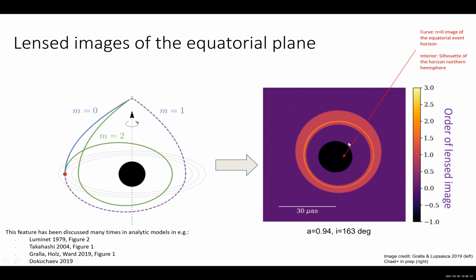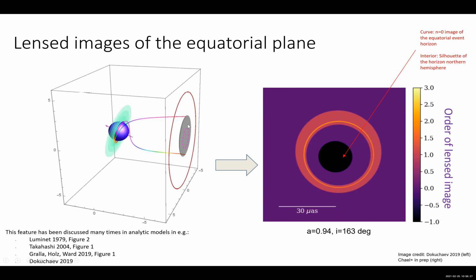Critically, in the very interior of this region, we have emission that comes. We have a region of the equatorial plane that is punched out by the black hole event horizon, where we can't even reach the equatorial plane. And this is illustrated in this nice picture from this paper by Dokuchaev in 2019, where we see this horizon feature is the lensed image of the geodesics that directly trace the event horizon.